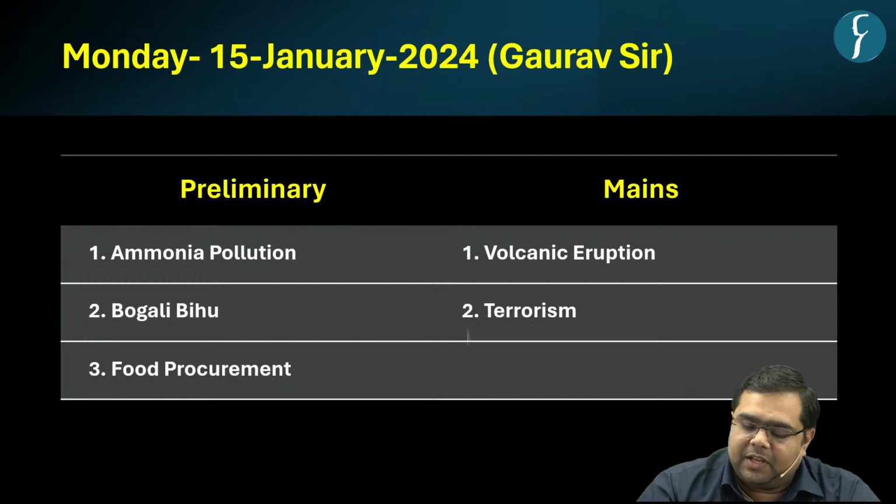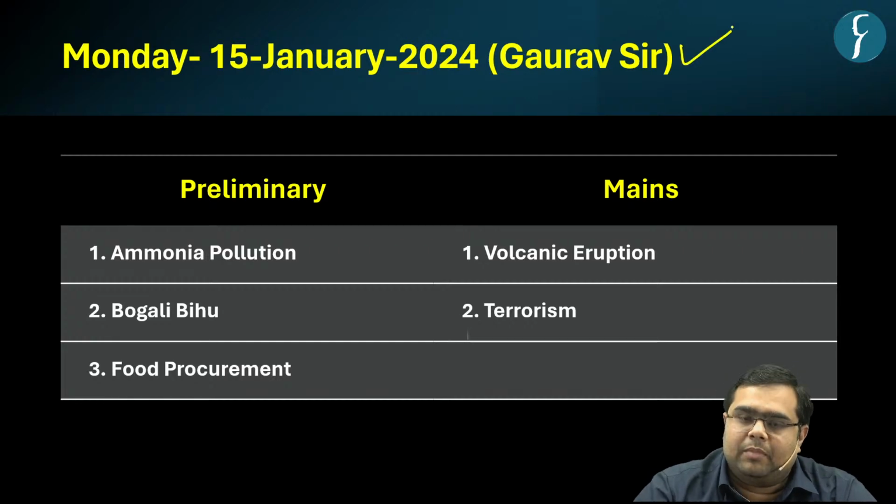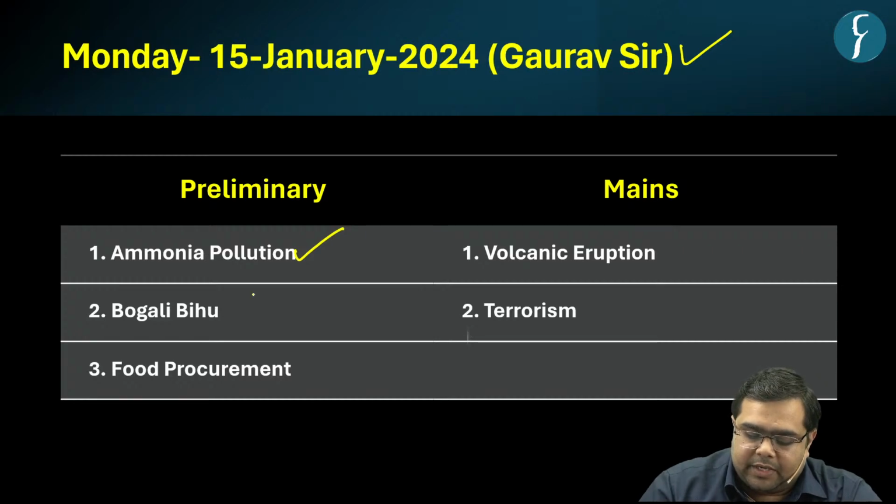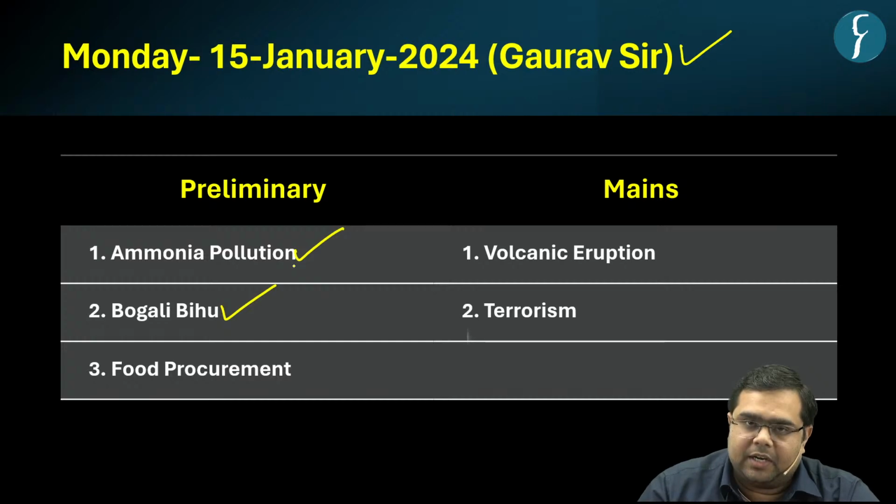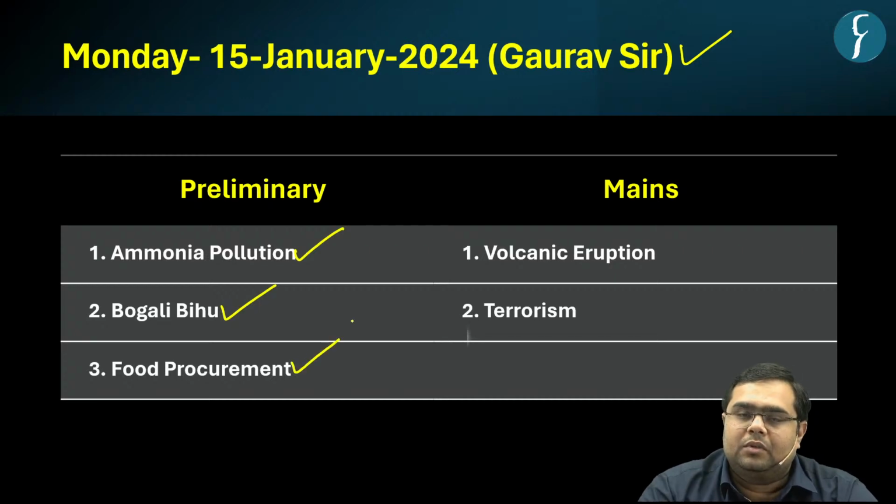On Monday, 15th of January, the session was taken by Gaurav sir. In the preliminary section, the following topics were taken. The first topic was with respect to ammonia pollution. Second was with respect to Bogali Bihu, a festival that is one of the variants of Lohri that is celebrated in the state of Assam. And then there were issues relating to food procurement and FCI.